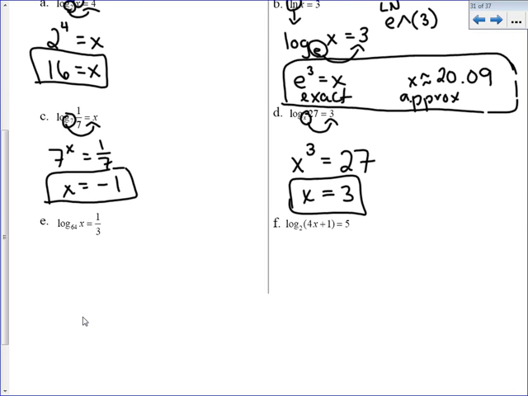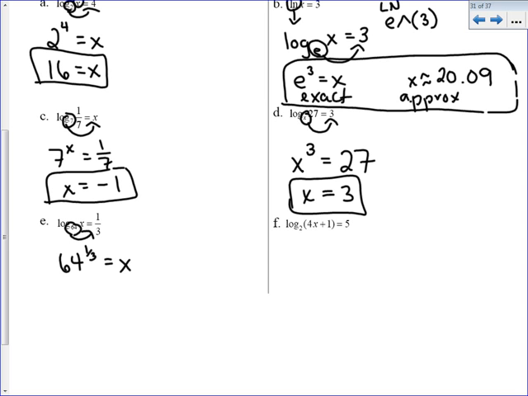So E, I have log base 64 of x equals 1/3. So I'm going to start with rewriting it. My base is 64. Which one's the exponent? 1/3, thankfully, equals x. It's not a square root. 1/2 is a square root. Yeah, cube root. Yes, this is just asking for the cube root of 64.